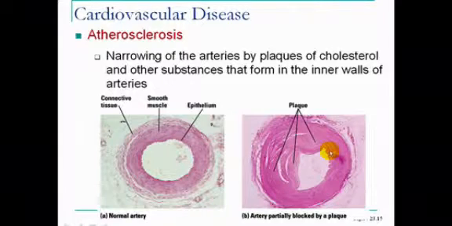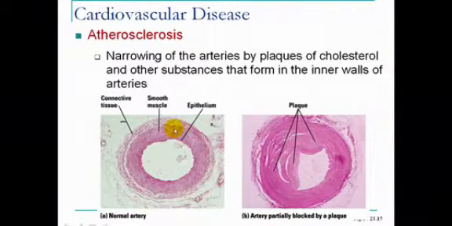So what causes the arteries to get blocked? Well, there's atherosclerosis, which is hardening of the arteries, which kind of goes along with what we call arterial stenosis, which is technically the narrowing of the arteries. But basically you have plaque that builds up. It's like a fatty plaque. A lot of times it involves cholesterol and other substances that form on the inner walls of the arteries.